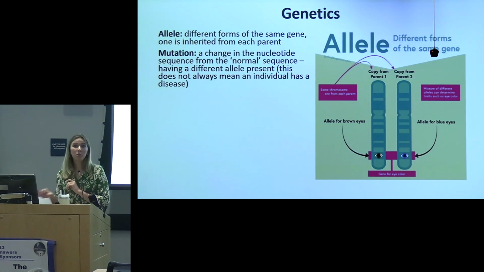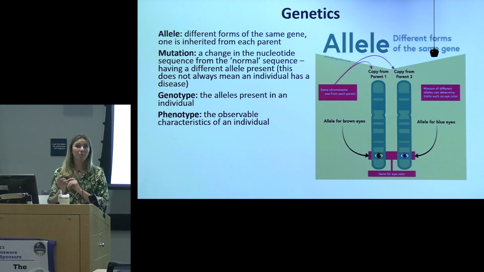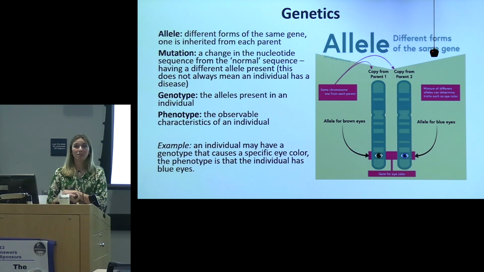Just a little bit more background. Alleles are different forms of the same gene, so you get one from each parent. I think most people have heard about this when we talk about inheritance and how things are passed down. A mutation is a change. And this is where I like to emphasize: mutation does not always equal disease. The genotype is the alleles that you have present, and a phenotype is the trait of that person. So if you have a genotype that causes an eye color and your eyes are blue, blue eyes is the phenotype.